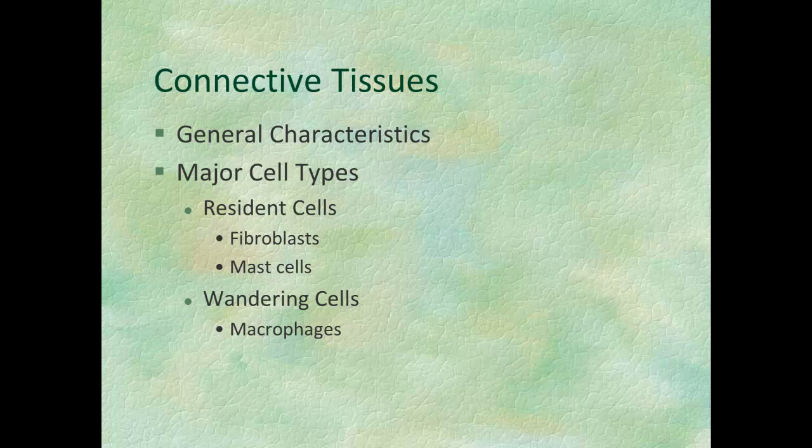Sometimes they have different names in different types of connective tissues. For instance, in loose connective tissue, they're often referred to as histiocytes. In the liver, they're often referred to as Kupffer cells. In the brain, you have microglial cells that provide this function. So sometimes they can take on different names.